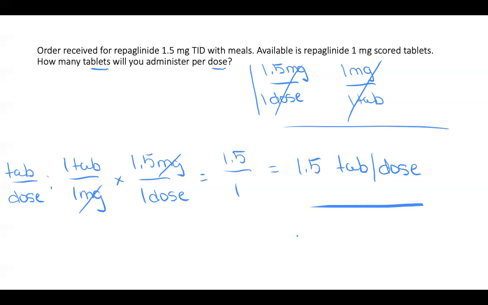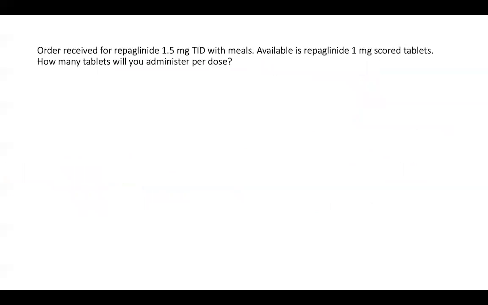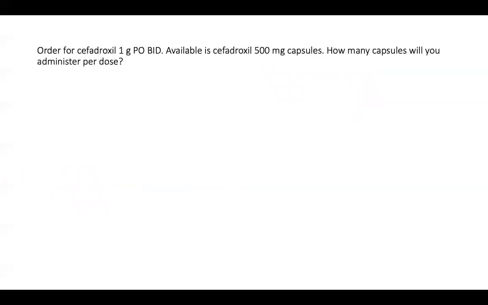All right, let's do another one. All right, this one reads, order for cefadroxil 1 gram PO BID. Available is cefadroxil 500 milligram capsules. How many capsules will you administer per dose? Step 1 is, what are we looking for? So let's look in our problem. It says, how many capsules will you administer per dose? So I'm looking for capsules per dose.